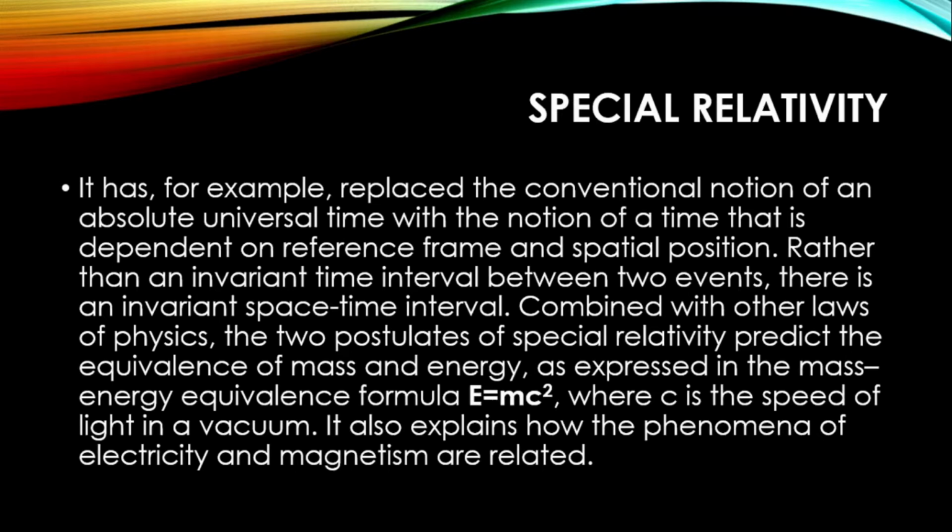Combined with other laws of physics, the two postulates of special relativity predict the equivalence of mass and energy, as expressed in Einstein's mass-energy equivalence formula, E equals mc squared, where c is the speed of light in a vacuum. It also explains how the phenomena of electricity and magnetism are related.